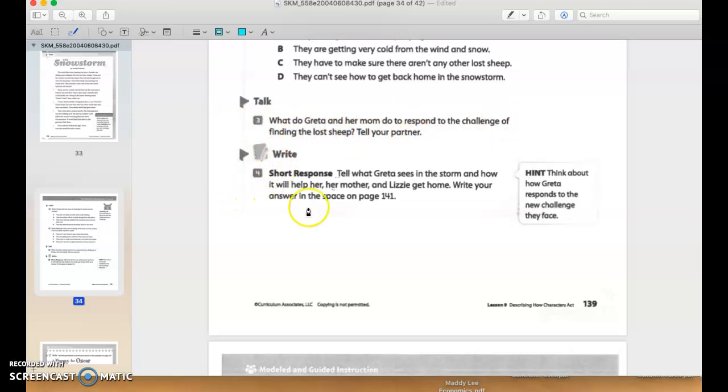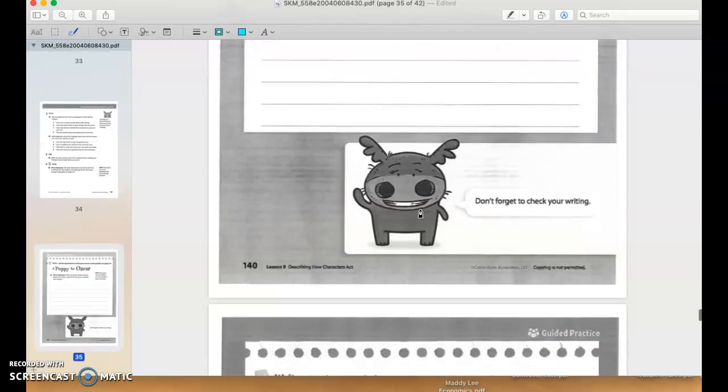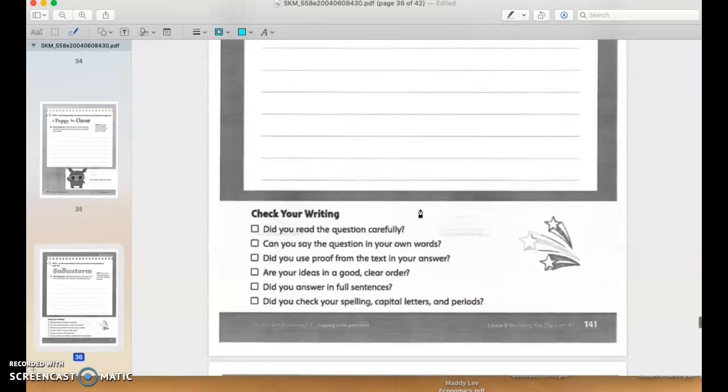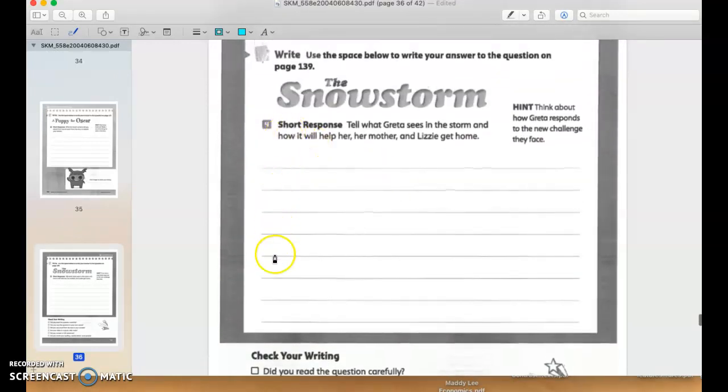And then number 4, write a short answer response. Tell what Greta sees in the storm and how it will help her, her mother, and Lizzie get home. You will write your answer on page 141, and it gives you a hint. Think about how Greta responds or reacts to the new challenge or problem they face. So you'll turn over here to page 141, and this is where you will complete your answer for number 4.